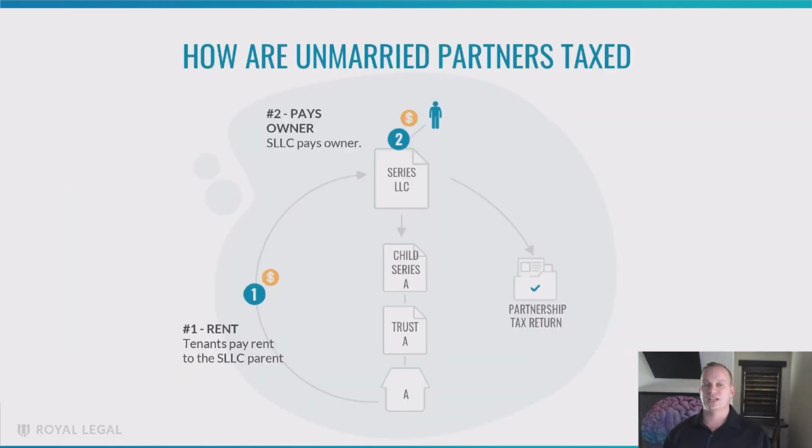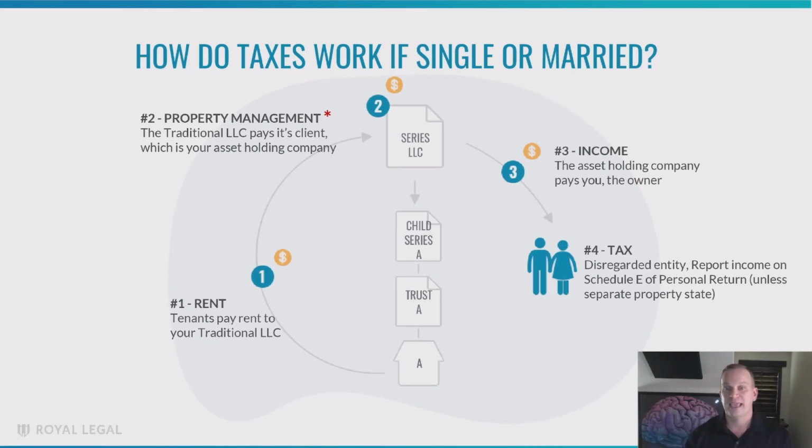So this is just a diagram to show you how the flow works. You'd have that Series LLC, you have the child series, the trust, and the asset. The asset ends up paying rent. The rent gets paid to the Series LLC. The Series LLC then pays the owners and files that partnership return if required to do so. If you're single or married, it's going to work in the exact same way.